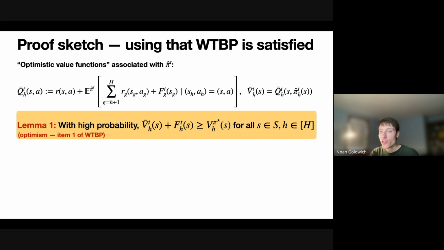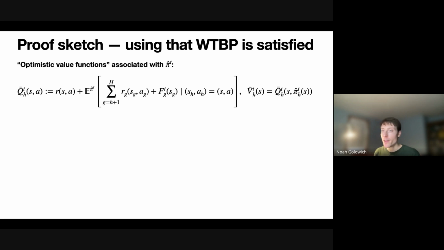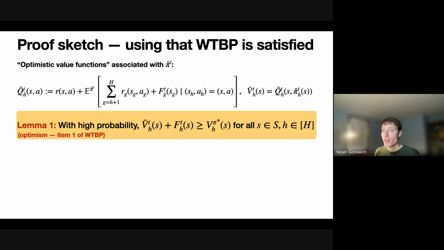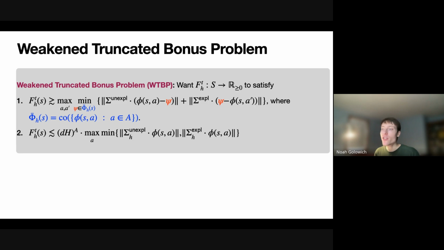So what we can show using the first item of this weakened truncated bonus problem, which says that our bonuses are sufficiently large, is that with high probability, we actually get optimism. So v bar t plus our exploration bonus at any state S is an upper bound on the optimal value v pi star S. And roughly speaking, the reason that we get this is because our bonus is adding on a sufficiently large component in the unexplored feature vector directions.